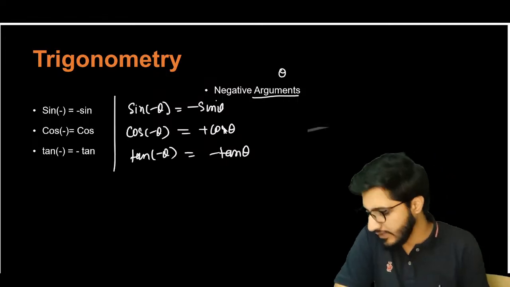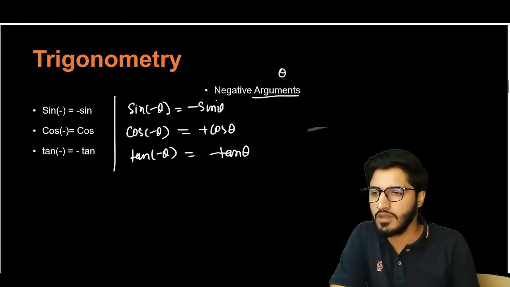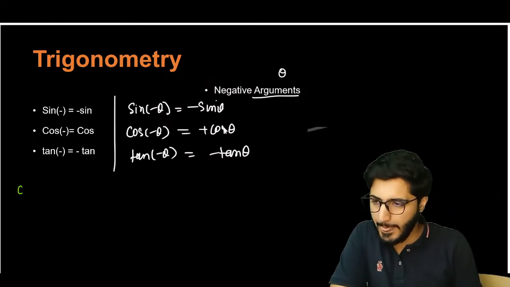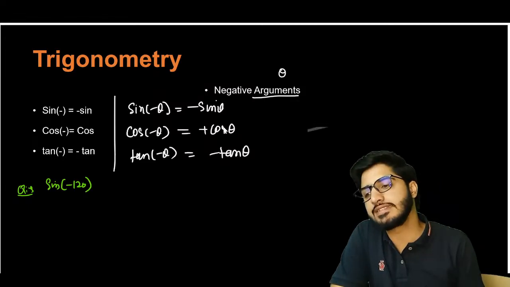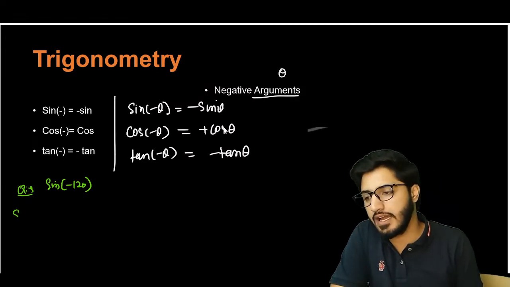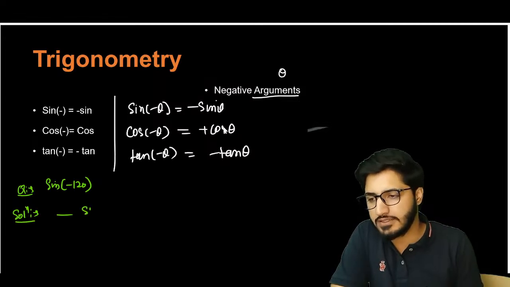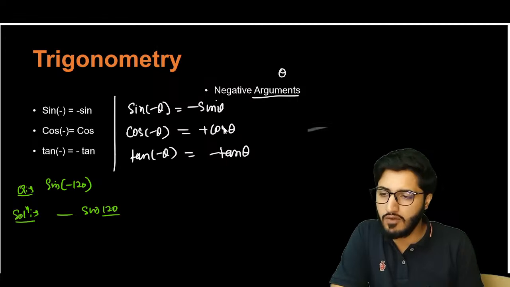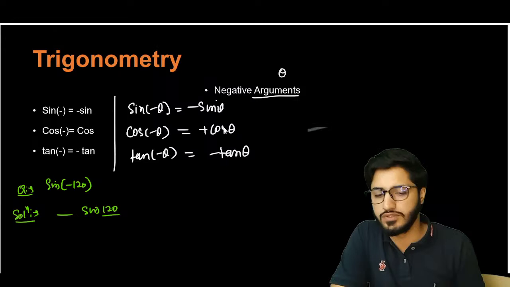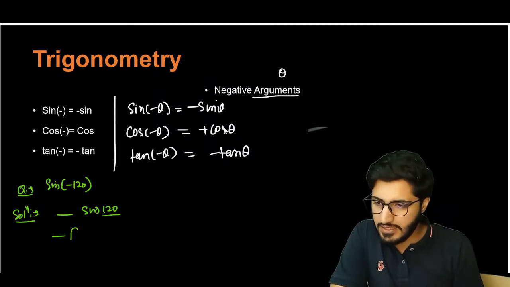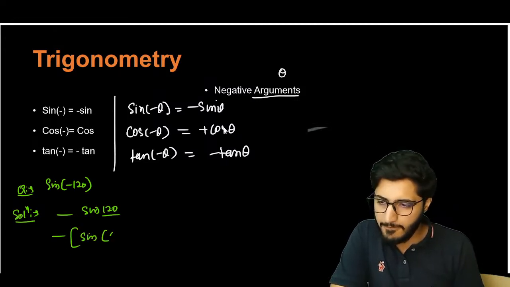Okay, I will take one example to get it clear. Let's suppose we have the problem sine of minus 120 degrees. My argument, theta, is negative, so I can do it like this. First step, take the minus outside, so it becomes minus sine 120 degrees. Now I have 120 degrees, and I can break it down according to my trigonometric reduction rules. So minus sine 120 would be sine of 90 plus 30.